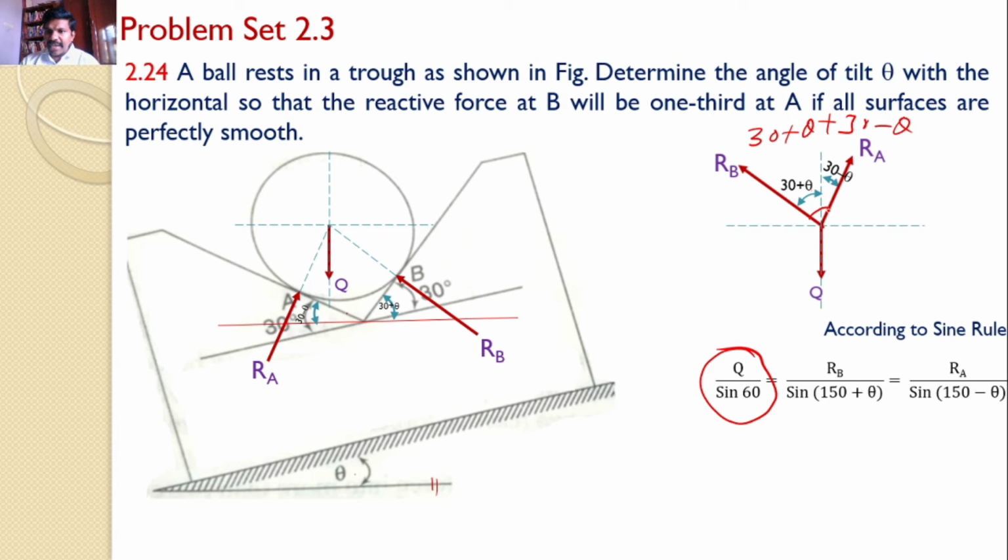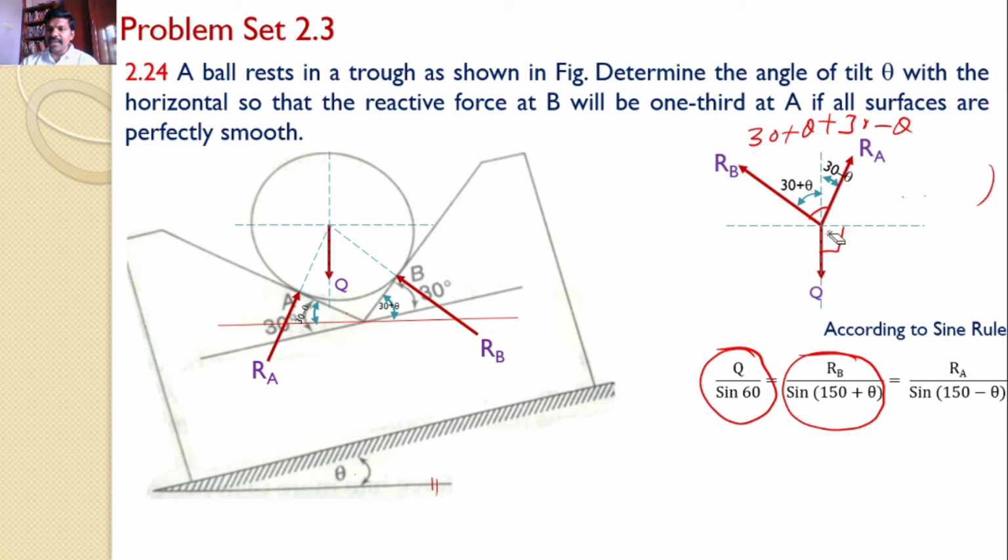And then RB divided by, I want the angle between these two. You know that this is 90 degrees, but what about this? This is 30 plus theta, already you know. So this is 90 minus of 30 minus theta. So you will get 60 plus theta. So what is the total angle now? 90 plus 60 plus theta. That means 150 plus theta. RB divided by sine 150 plus theta.